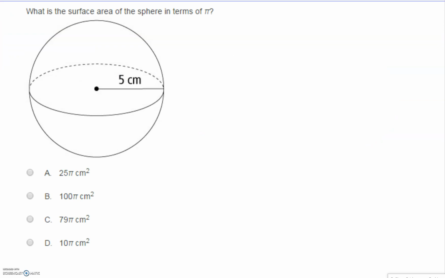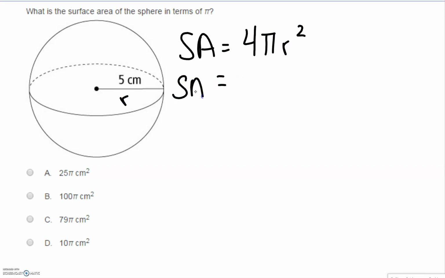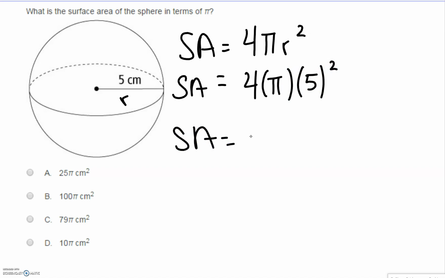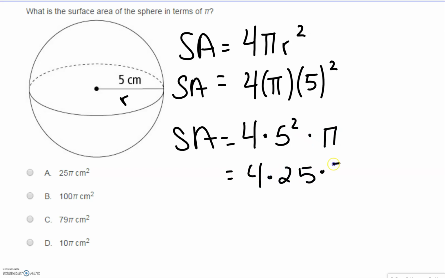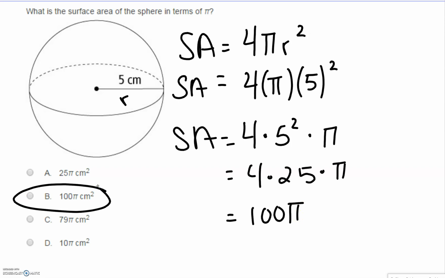What is the surface area of this sphere in terms of pi? We know that surface area is equal to 4 pi r squared, and this is easy, this is the radius. So the surface area is equal to 4 times pi times 5 squared. In terms of pi means we don't multiply by pi, so all we're doing is 4 times 5 squared, and we'll put pi at the end. 5 squared is 25, 4 times 25 is 100. So my answer is 100 pi centimeters squared.